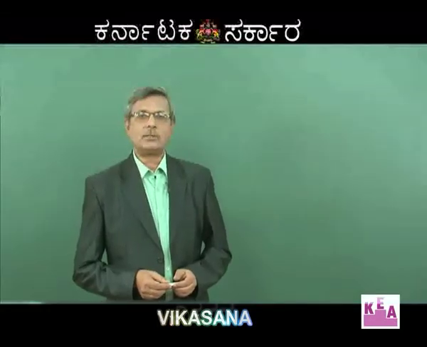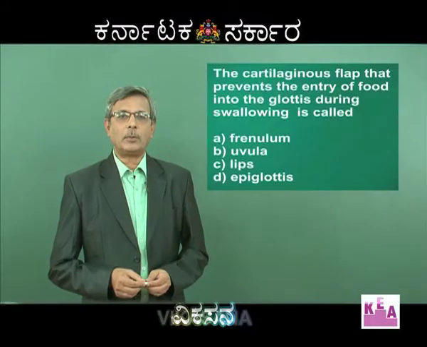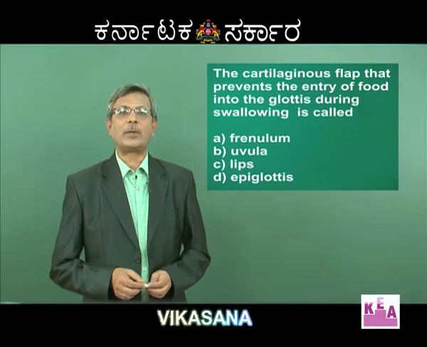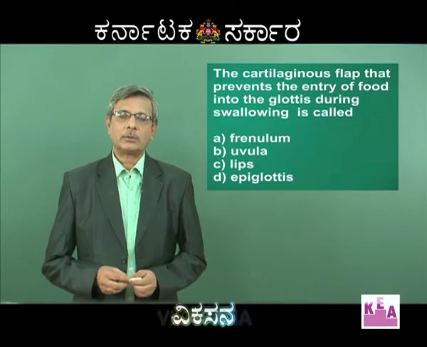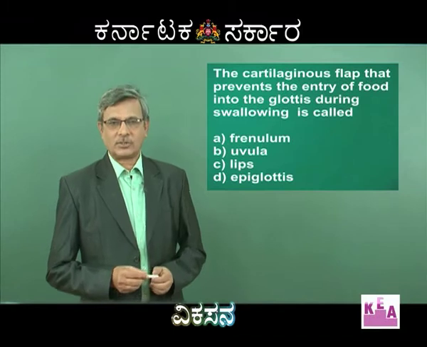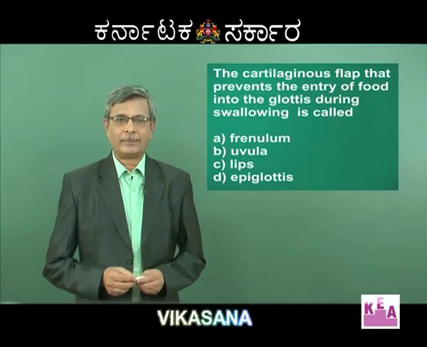The question is, the cartilaginous flap that prevents the entry of food into the glottis during swallowing is called. The options are frenulum, uvula, lips and epiglottis. When we talk about the digestive and respiratory system, one part is common to both, that is pharynx. So pharynx is a common passage for food and air.